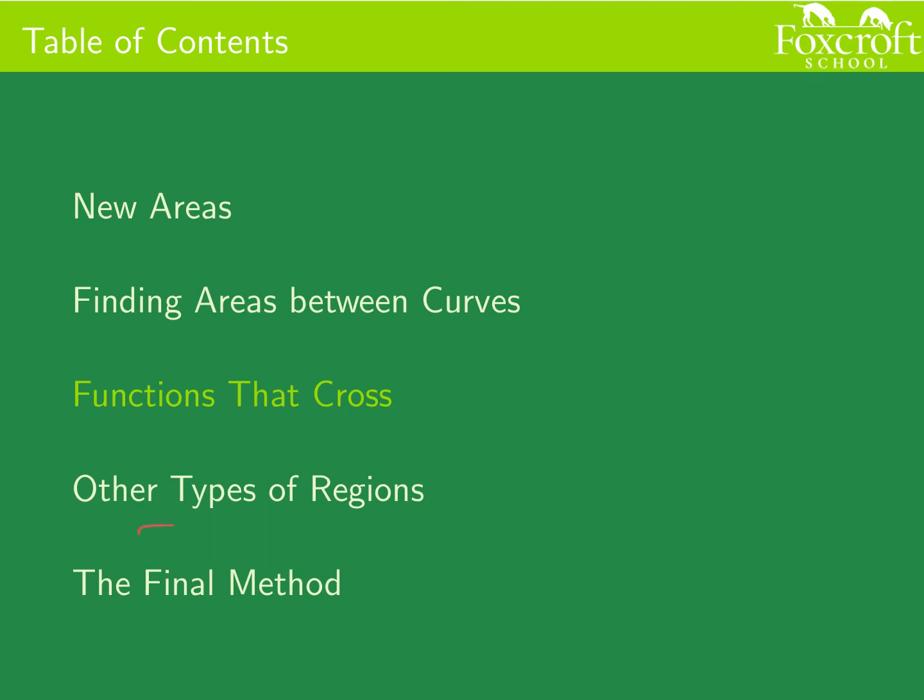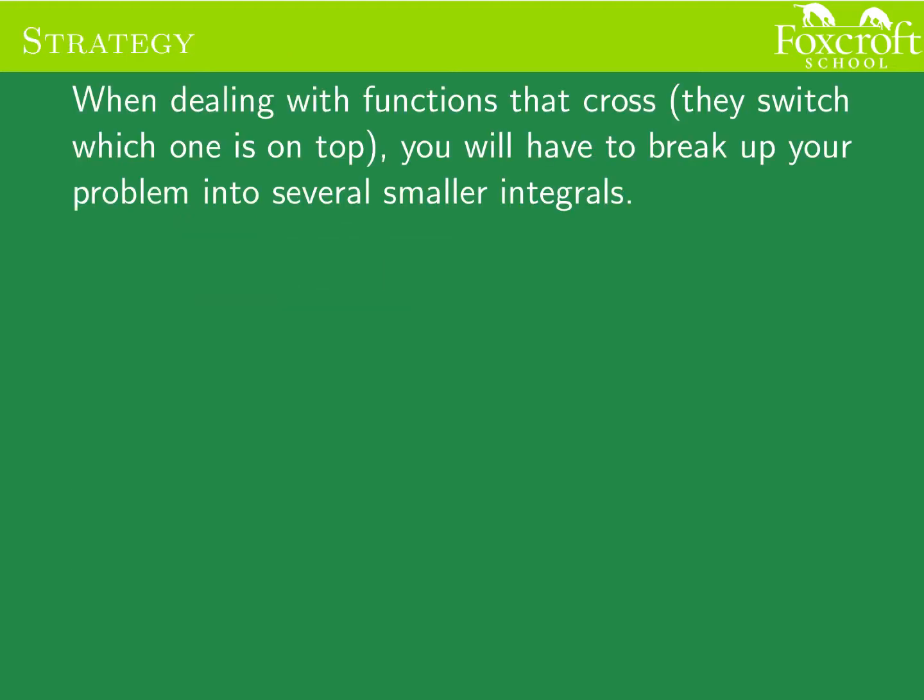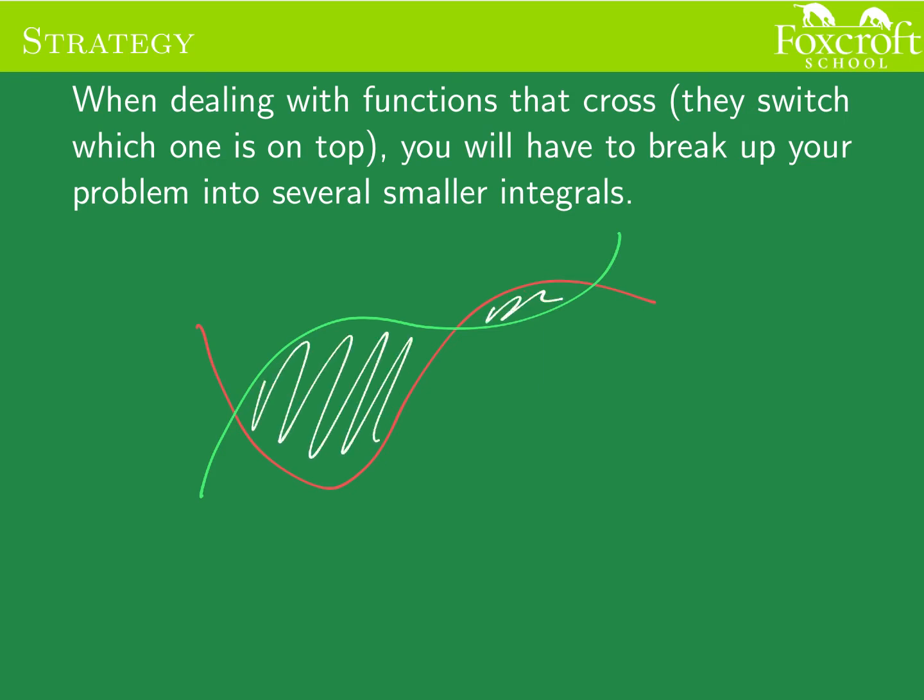All right, so again, we're gonna just hit these middle three methods in this set of videos. So next we're gonna look at functions that cross. All right, so when you're dealing with these types of areas, sometimes the functions cross. So say I had this red graph and this green graph, and I wanted to find this area in here.